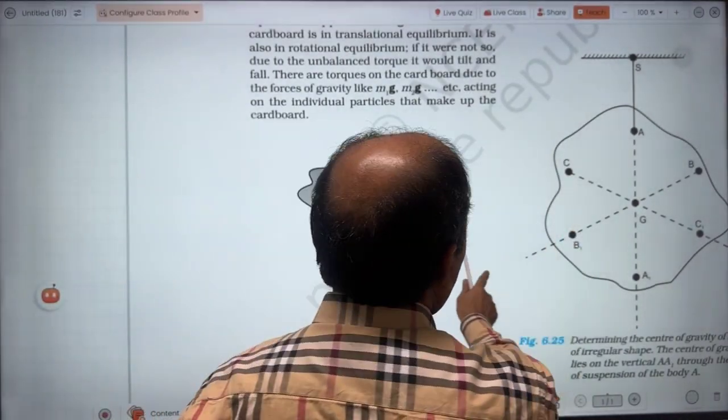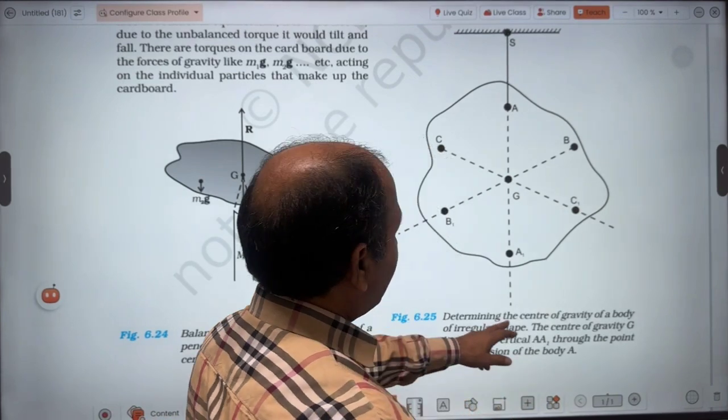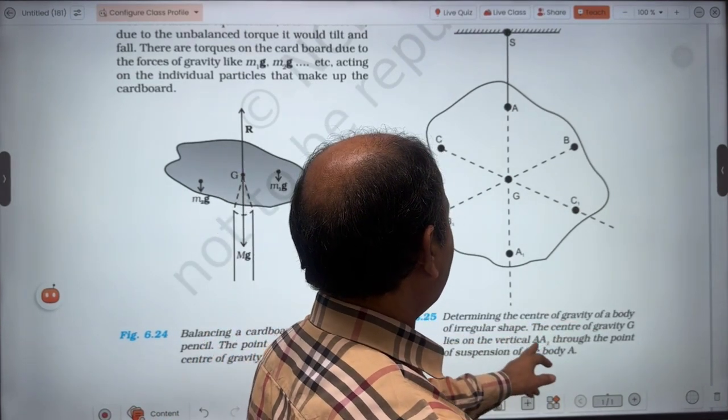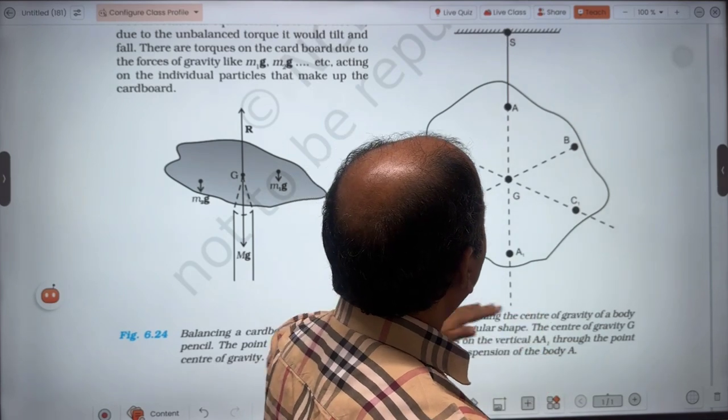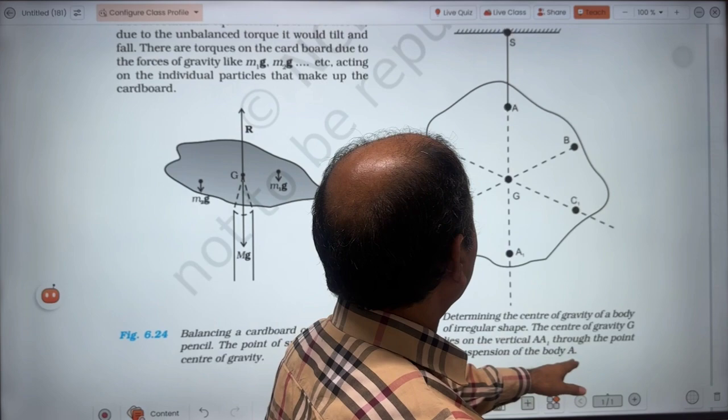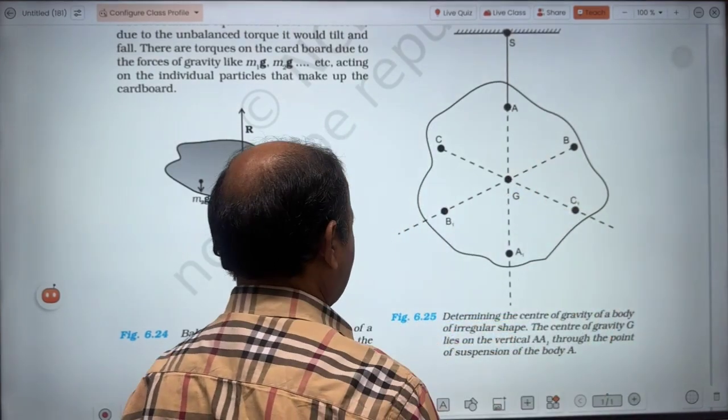And in this case, determining the center of gravity of a body of irregular shape, the center of gravity G lies on the vertical AA1. This one line, similarly this one, AA1 through the point of suspension of the body. So like this.